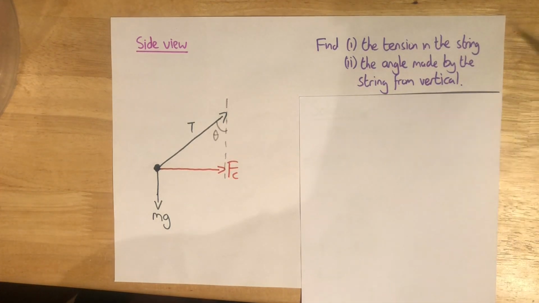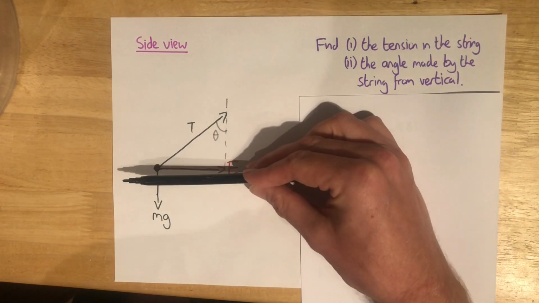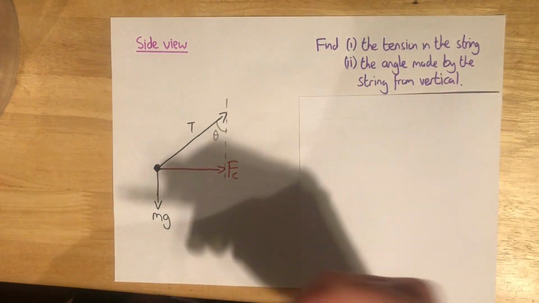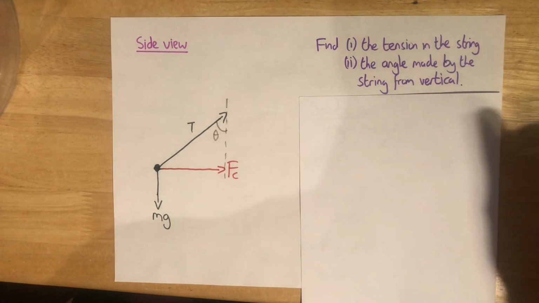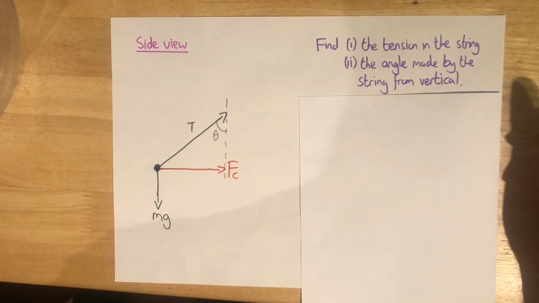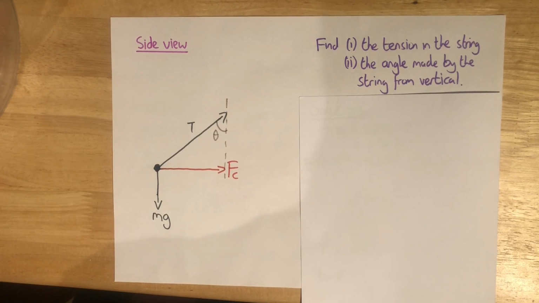Now, this is still classed as a horizontal circular motion because the circular motion is still in a horizontal plane. It's just that the force that supplies it is not horizontal actually in this context. So that's just something extra to be careful of. Now, finding the tension's actually really straightforward, because this now just uses a bit of trigonometry.